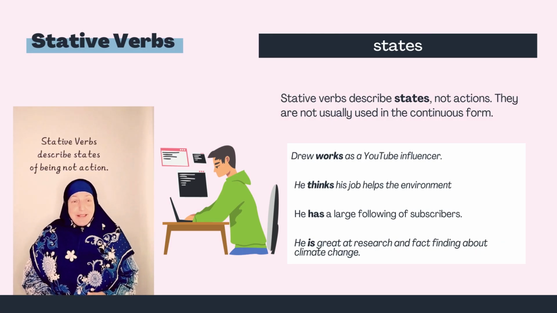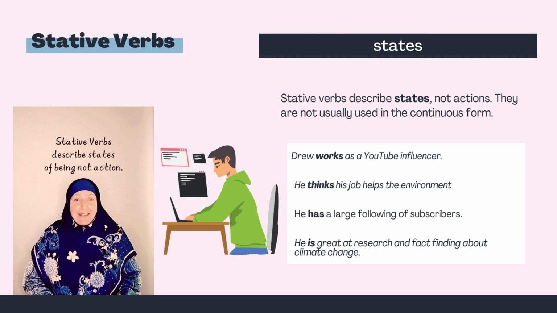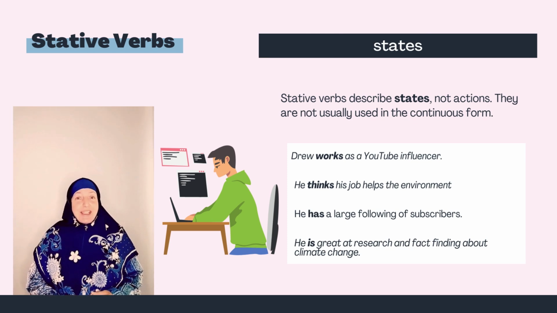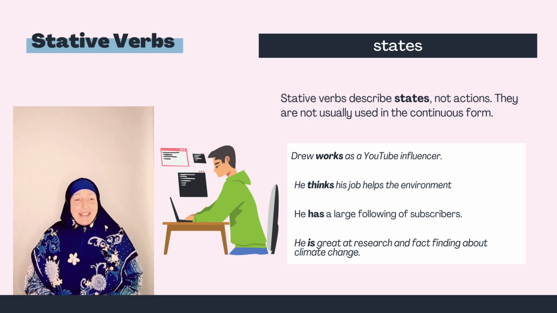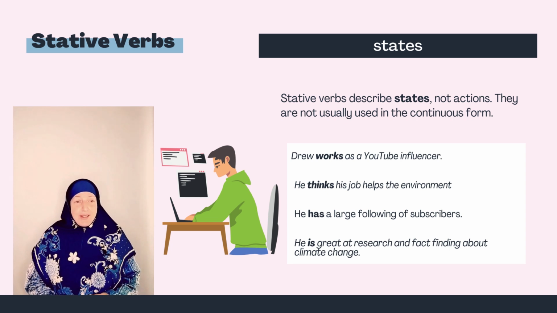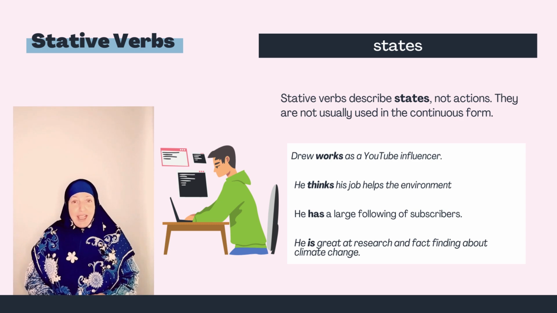Stative verbs describe states, not actions. They are not usually used in present continuous form. Drew works as a YouTube influencer. He thinks his job helps the environment. He has a large following of subscribers. He is great at research and fact-finding about climate change.